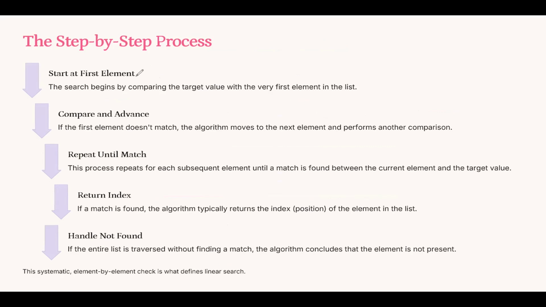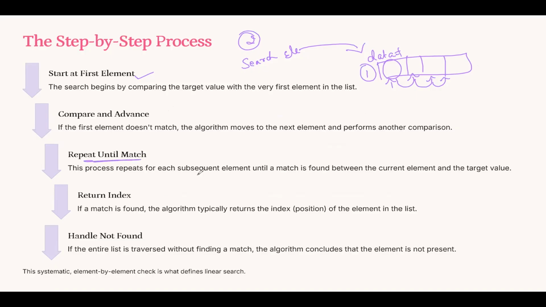First, start at the first element. There are two things you need to remember: I will have a search element, which is the value I'm looking for, and also the data set. I am looking for the search element in the data set. I will start with the first element, then compare and advance. For example, if I'm taking an array, I will start with the first element and compare. If it is not matching, then I will move to the next value. Similarly, I will move on until I find the match. Repeat until the match is found, and once we find the element, return the index, which is the position of that particular element.